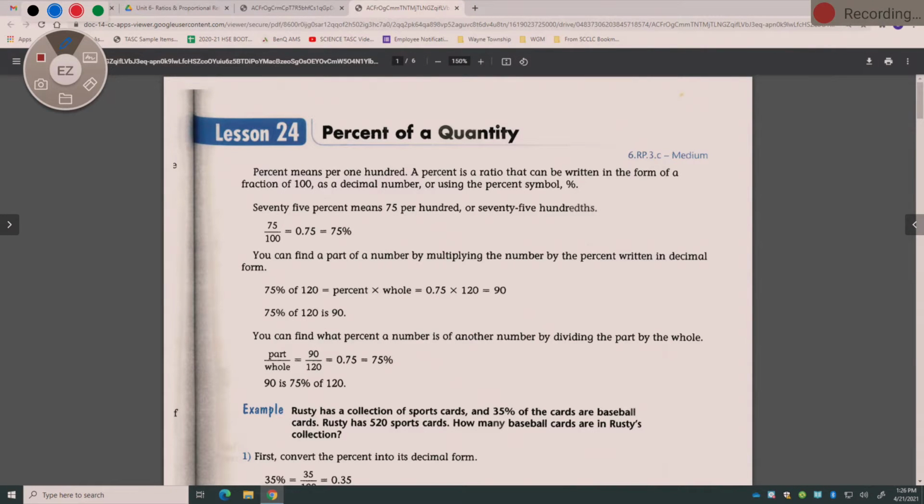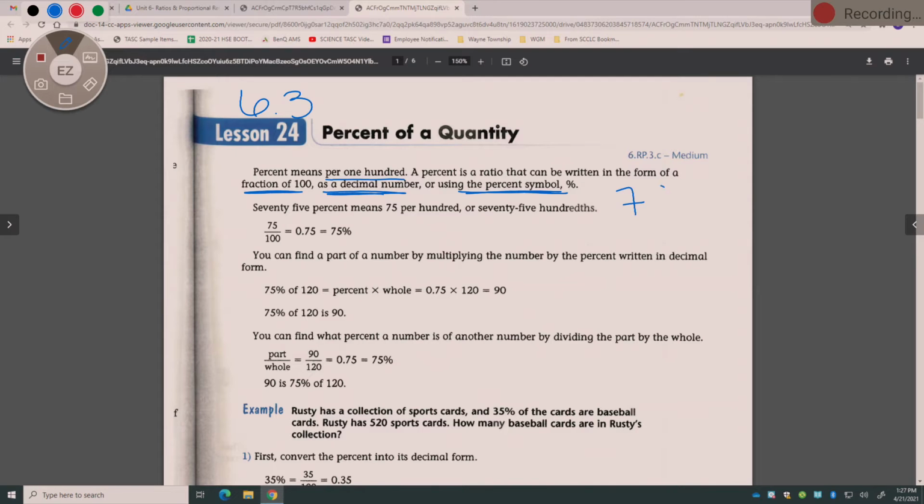All right, this would be the lesson that we are calling 6.3, percents and decimals. And just to review a little bit, percent means per 100. It's a ratio that can be written as a fraction of 100, as a decimal number, or using the percent symbol.